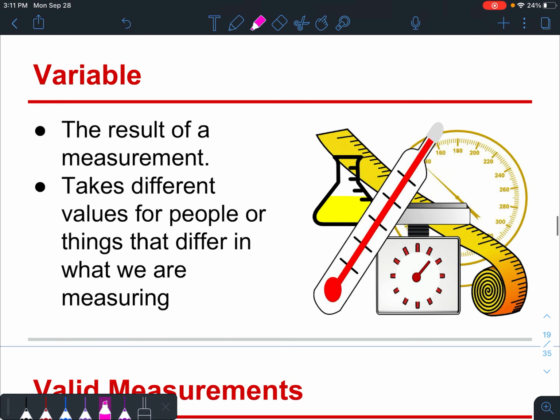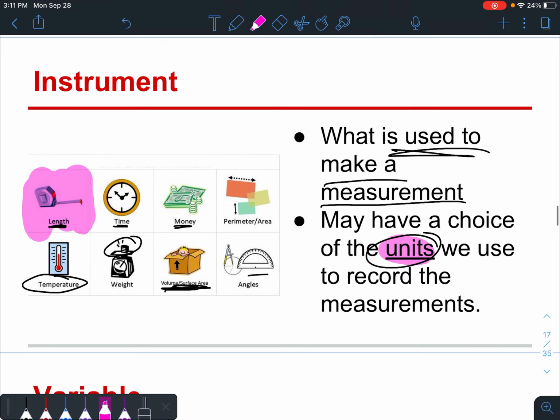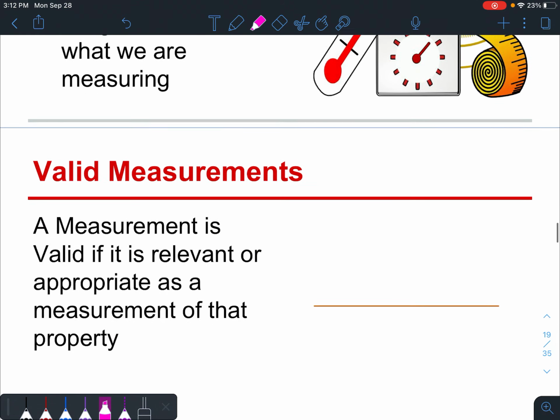Variable. We talked about variable in the last section. It's the same thing. It's a result of a measurement. It takes different values for people or things that differ in what we are measuring. Like I said, this was the same as our last section, so no new information there. But just to refresh your memory on what your variable is, and that's going to be different when we use our instruments to measure, from person to person or thing to thing.